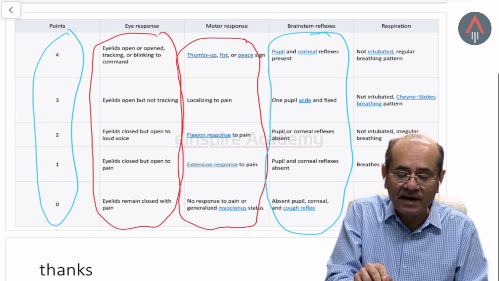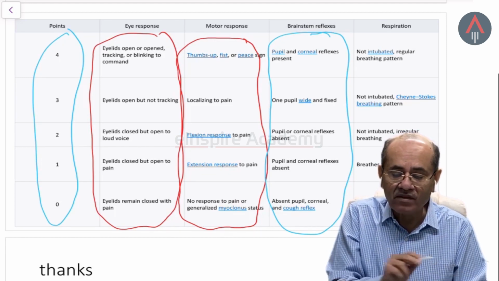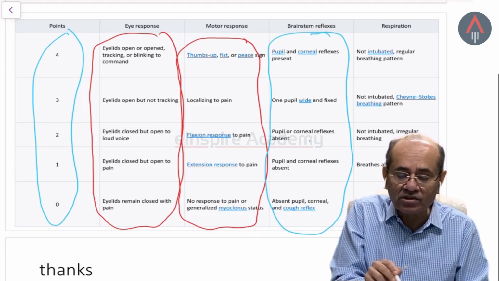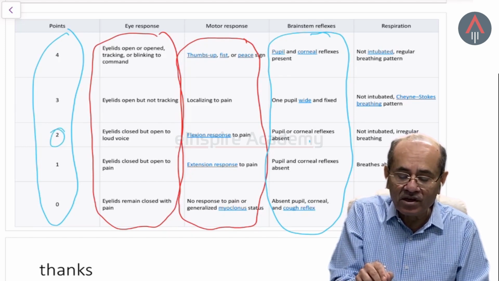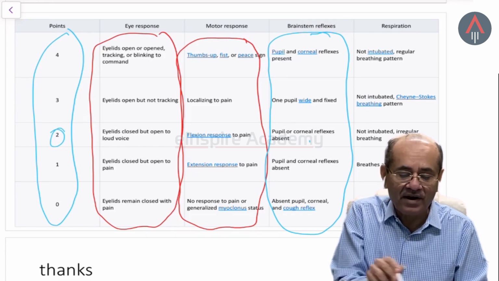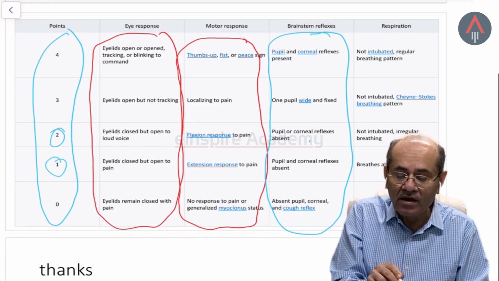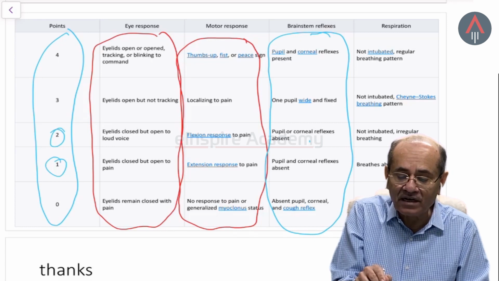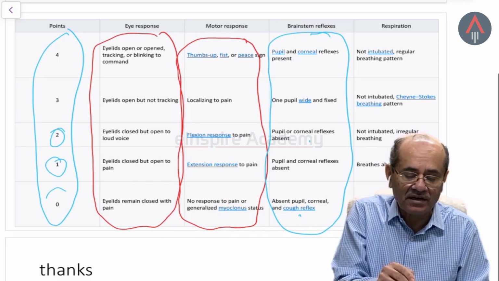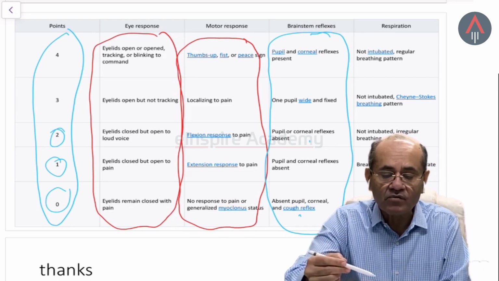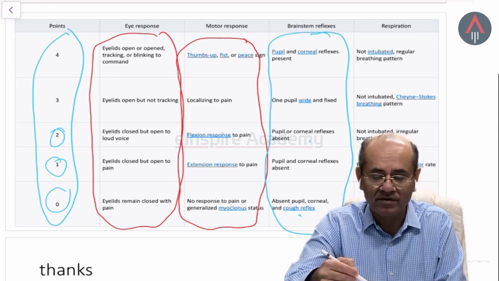If one side is absent, the patient gets 3 marks. If they are absent on both sides, the patient gets 2 marks. And if they are absent along with some other finding, the patient gets 1 mark. And not only absent pupil and corneal, but if the cough reflex is also absent, then the patient gets 0 marks. So this is how they do the scoring for brainstem reflex.